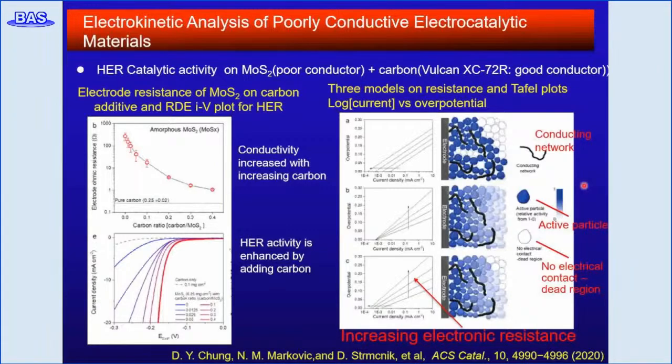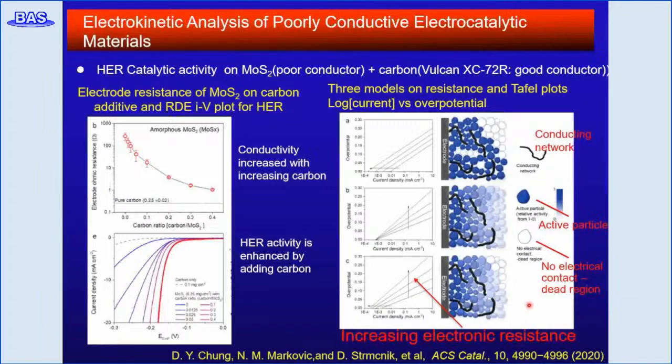The third model is a mixture of the two, where there is a high contact resistance between the carbon and molybdenum sulfide, as well as the electron conduction from the electrode, at the interface between the catalyst and molybdenum sulfide.